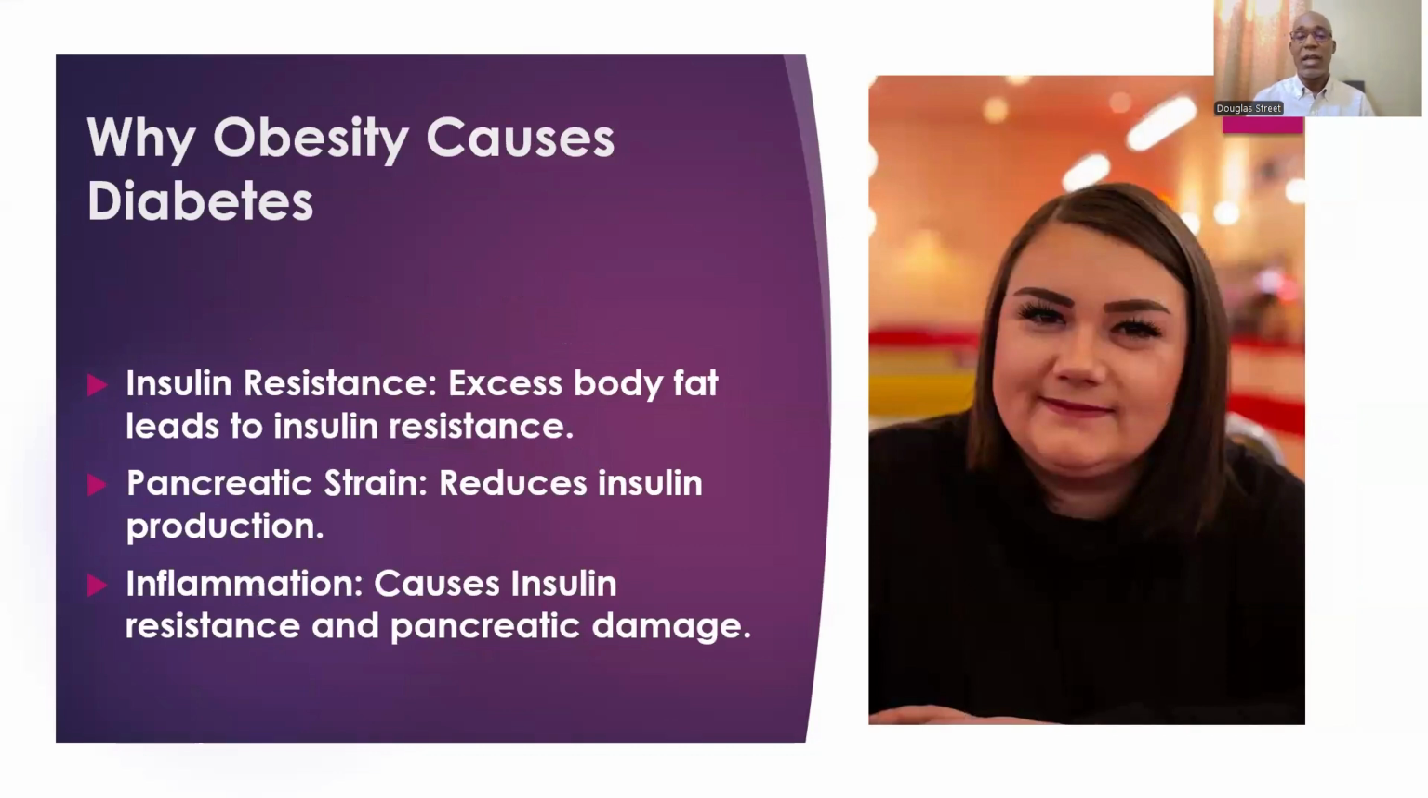So why does obesity cause diabetes? First of all, insulin resistance. When you have excessive body fat, there is associated increased insulin resistance. In other words, the insulin doesn't really work as well in those situations. Also, the excessive body mass puts pressure on the pancreas, and that causes pancreatic strain, which can reduce the production of insulin in your body. Inflammation is oftentimes associated with obesity, and this causes insulin resistance and also pancreatic damage. So these are the ways in which obesity can contribute to the development of diabetes.